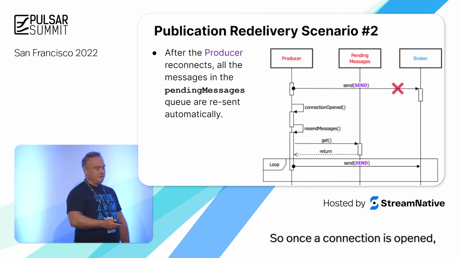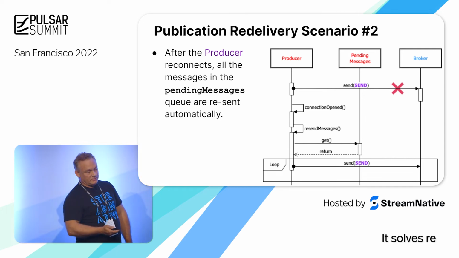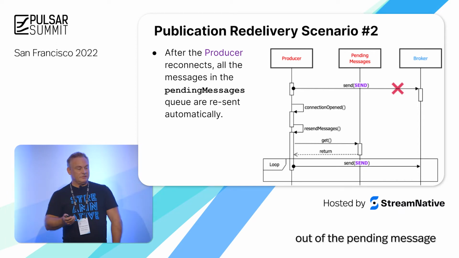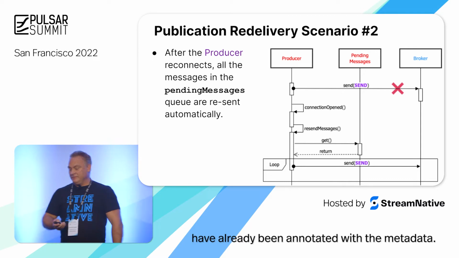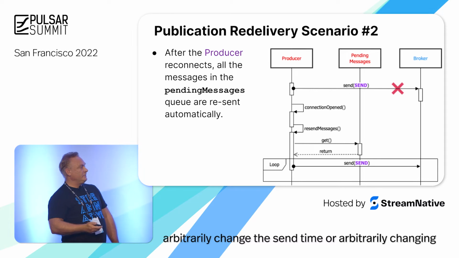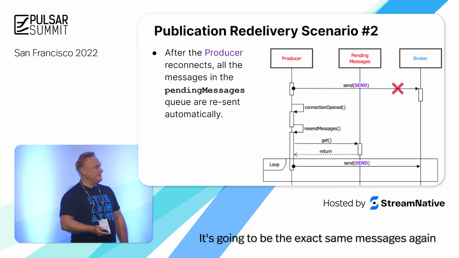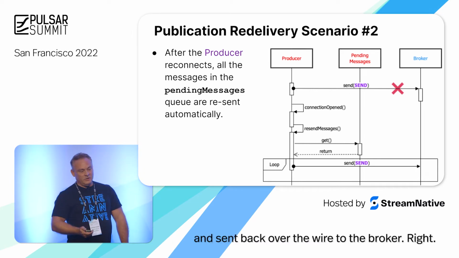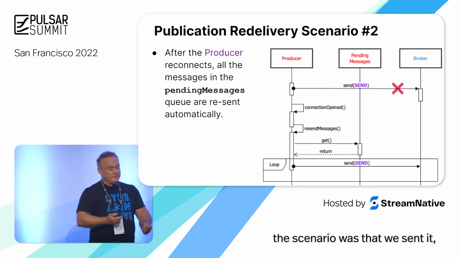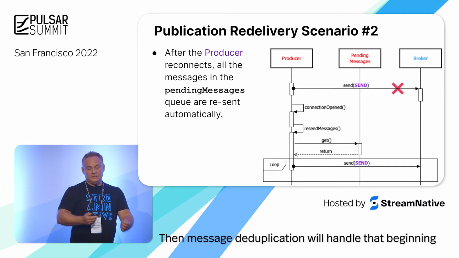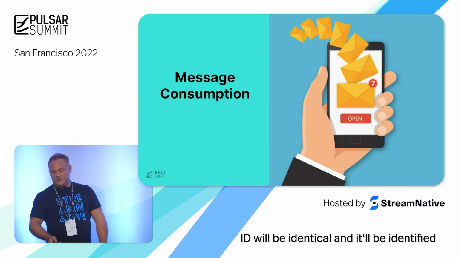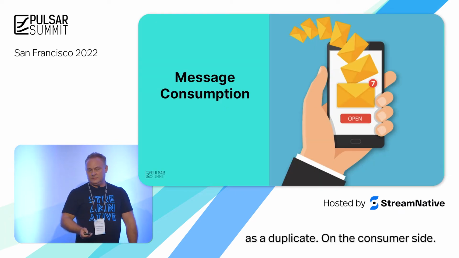So once the connection is opened, it has this method inside the code that calls resend messages, and it does exactly what's said. It takes all the messages out of the pending message queue, which again have already been annotated with the metadata, so we're not gonna arbitrarily change the send time or any sort of producer sequence ID. It's gonna be the exact same messages again, sent back over the wire to the broker, right? And then on that side, if we did send it, but the broker wasn't able to respond, then message deduplication will handle that again, because the producer name and the sequence ID will be identical, and it'll be identified as a duplicate.